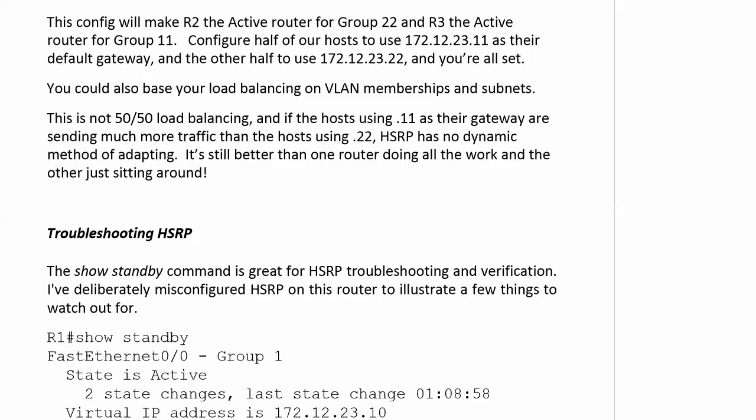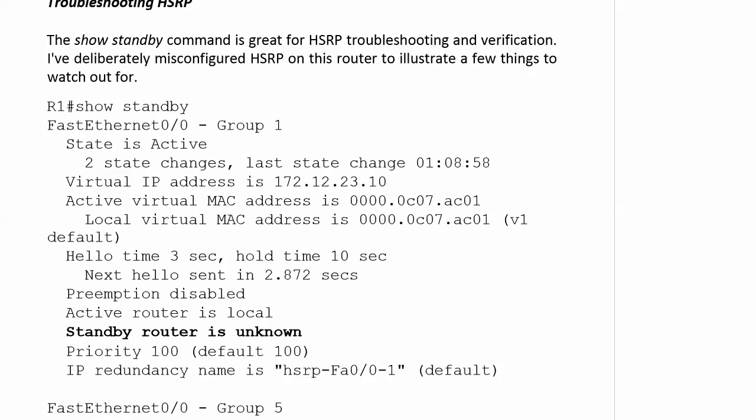But this also shows you not only how you could do some load balancing with HSRP, but that HSRP really wasn't built for load balancing. And yes, there is a reason that I've said that twice in the last couple of minutes.